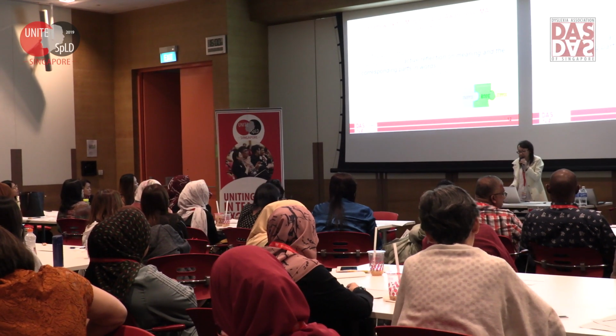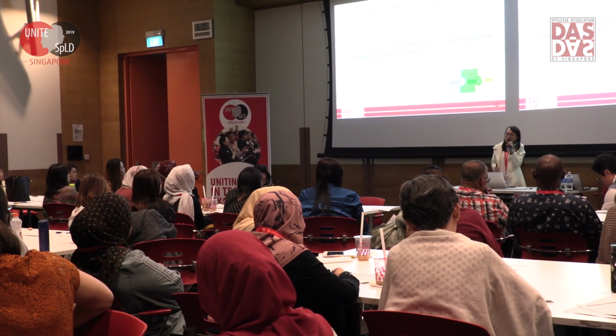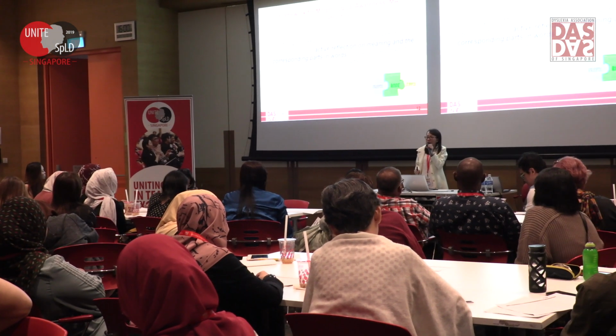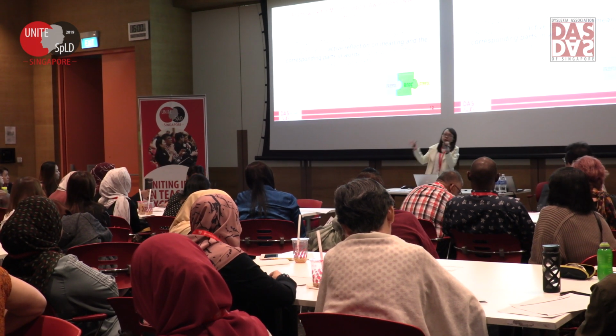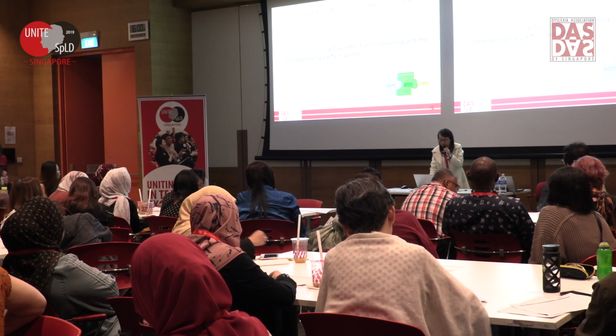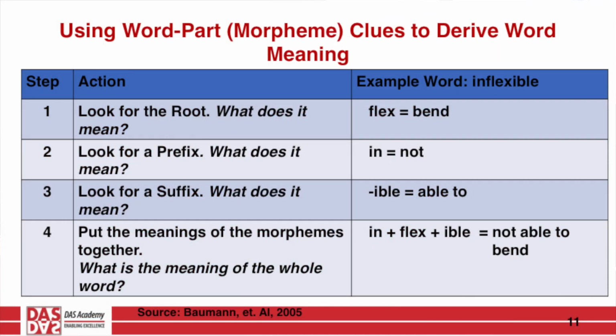So in other words, the key to morphological awareness instruction is to let them actively reflect on the meanings of words and how the corresponding morphemes have contributed to the meaning of that word. And I'd like to refer you to the work of Bowman, Font, Edwards, and Boland. They have come up with a very nice and neat word part or morpheme clues structure to derive the meaning of word parts.